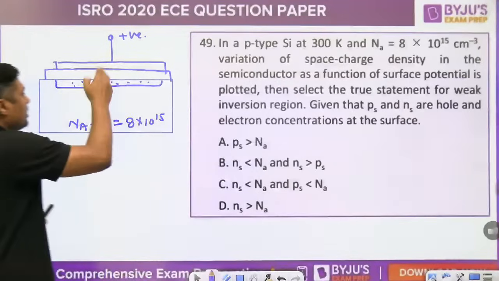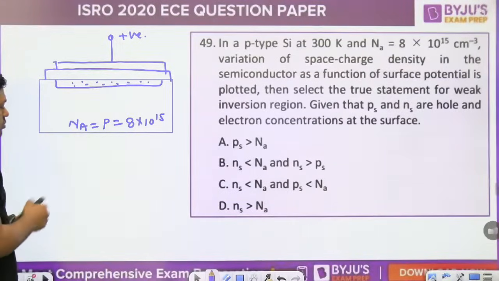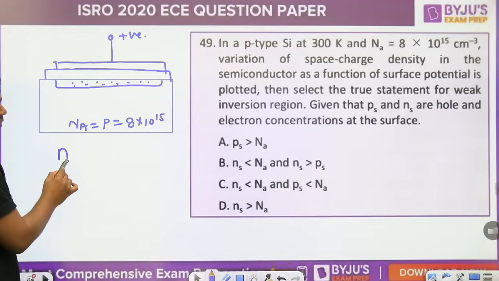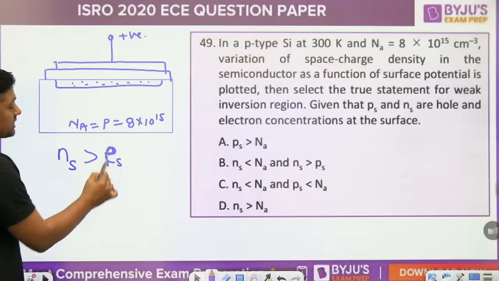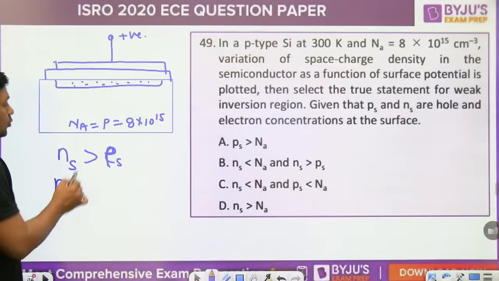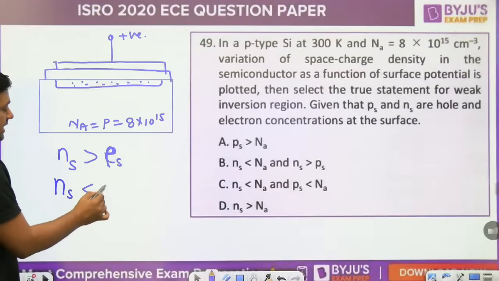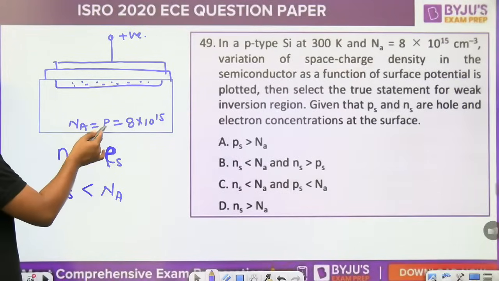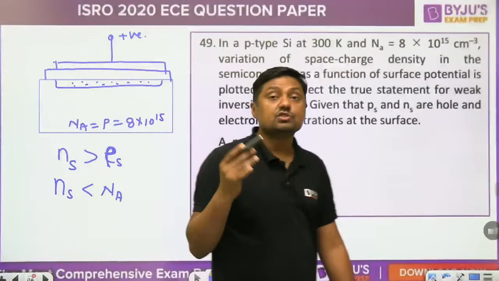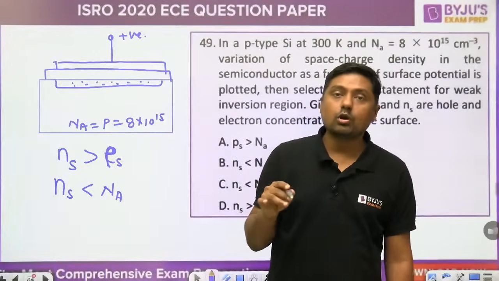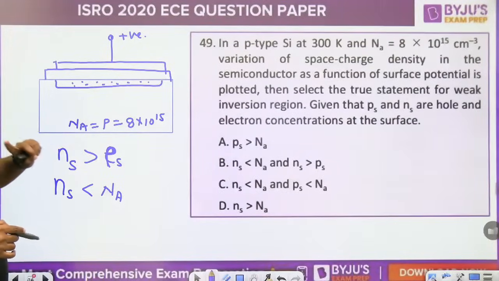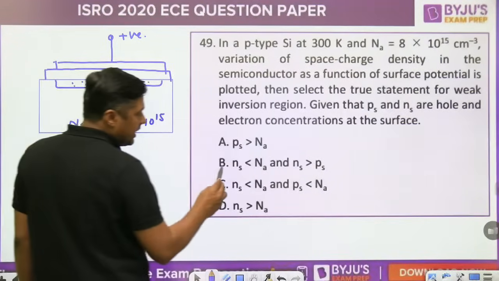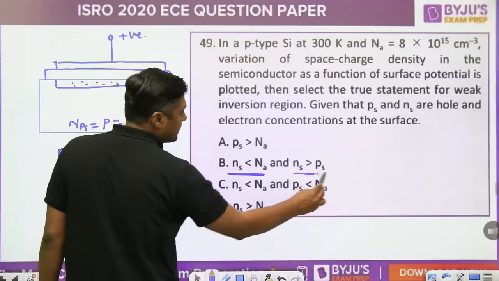So the P type is converted into N type, but not so strongly. When we say the P type is converted into N type, it means the concentration of electrons in that region is greater than the concentration of holes in that region. What is the concentration of holes? PS. But NS is not too strong, which means it is not equal to Na. It is less than Na. If it becomes equal to Na, then it is called strong inversion. In strong inversion, the concentration of electrons becomes equal to the acceptor ion concentration. So which answer is correct? Ns is less than Na, this is the concentration of electrons, but Ns is greater than what? Rho, PS.